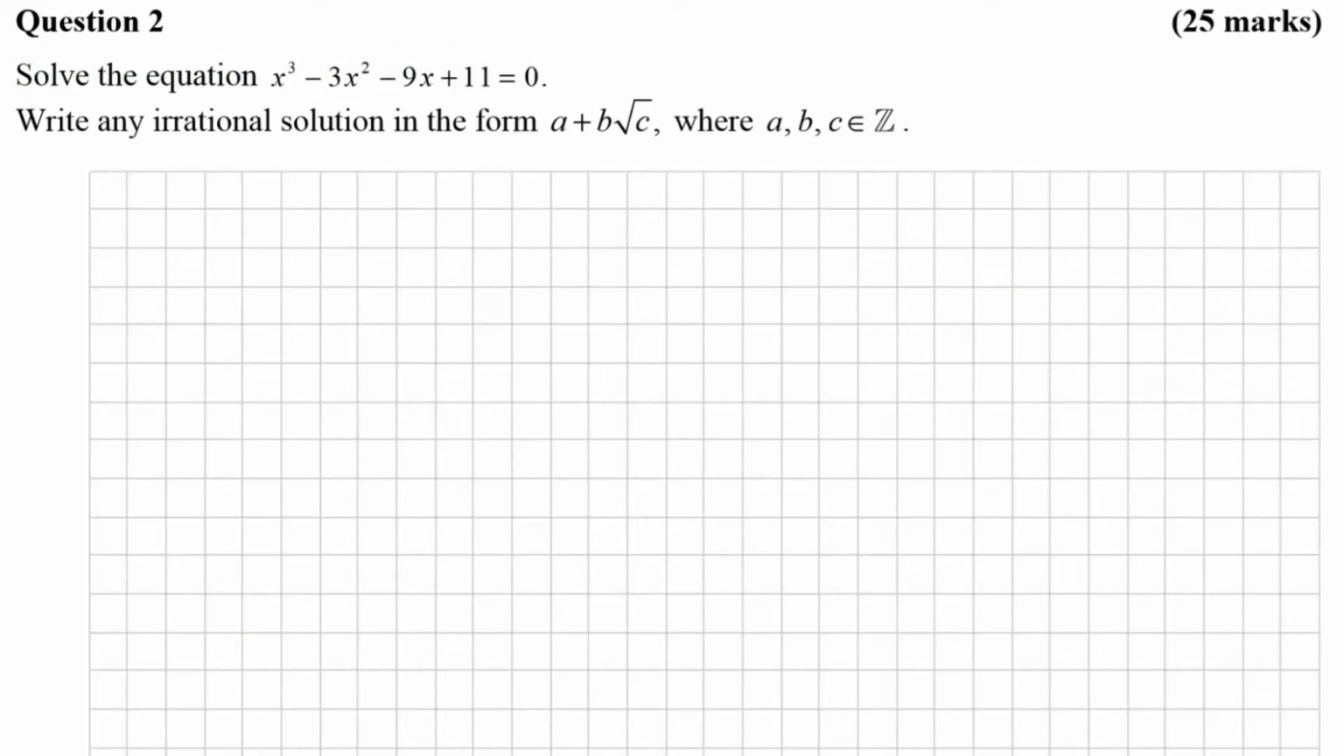So in question 2, we're asked to solve this cubic equation, x cubed minus 3x squared minus 9x plus 11 is equal to 0. And we have to write any irrational solution in the form a plus b root c, where a, b and c are integers.